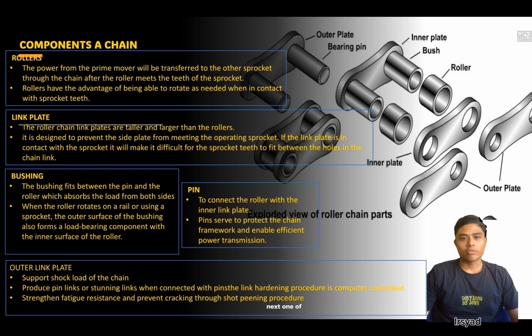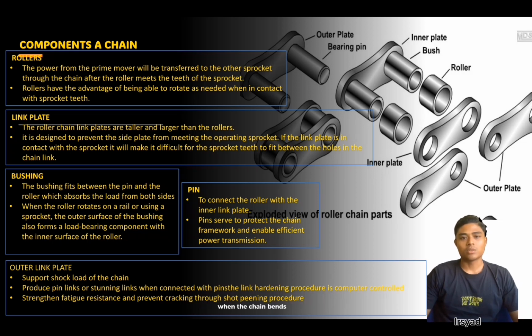Next, one of the important components of the chain is the pin. The pin is the main component to connect the roller with the inner link plate. It goes through the link plate and bushing. Pins serve to protect the chain framework and enable efficient power transmission. Pins are affected by shear stress and plate bending.